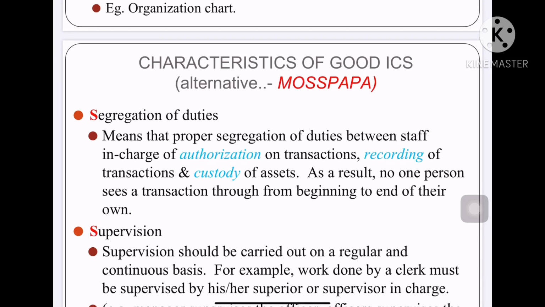Alright, next one is segregation of duties. It means dividing duties between the staff in charge of authorization of transactions, recording, and custody of assets. As a result, no one person sees a transaction through from beginning to end on their own. To give you an example, if one person can purchase by himself without being authorized by someone, and the same person can also make payments, most probably they can commit fraud in order to purchase for themselves. So with segregation of duties, the person who authorizes, the person who records, and the person who has custody of the asset should be different people.